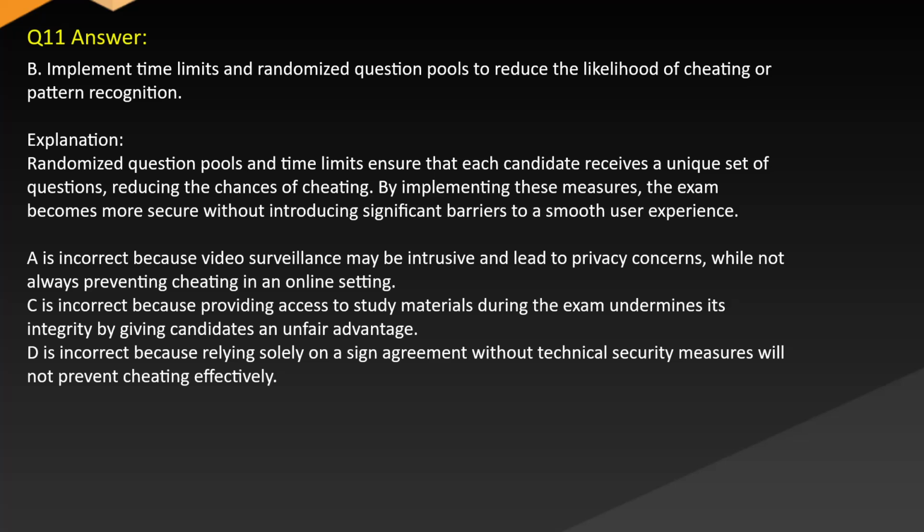A is incorrect because video surveillance may be intrusive and raise privacy concerns, while not always preventing cheating in an online setting. C is incorrect because providing access to study materials during the exam undermines its integrity by giving candidates an unfair advantage. D is incorrect because relying solely on a signed agreement without technical security measures will not prevent cheating effectively.